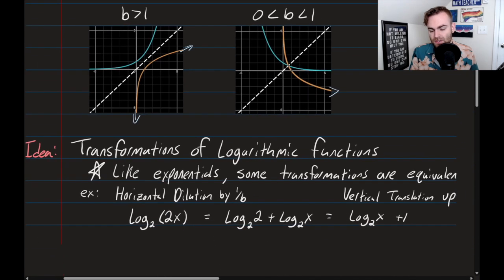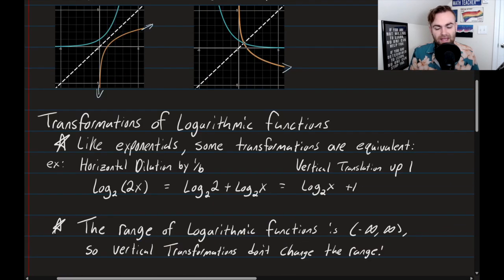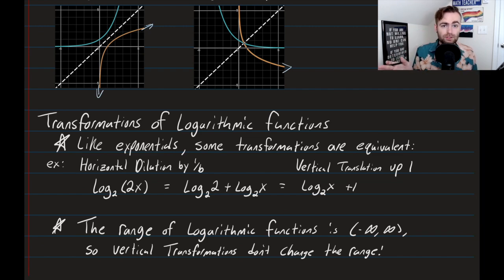Speaking of transformations, we have to be careful with our transformations. So our transformations for functions that we learned way back when apply to all functions, and they apply to all functions in the same way. That's what's nice about them. Logarithms, like exponentials, have some weird behavior.